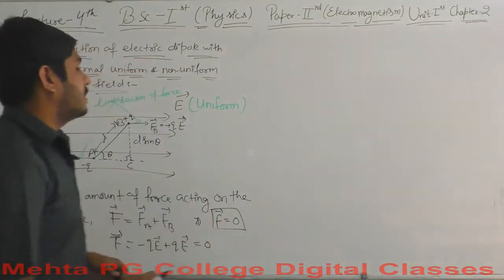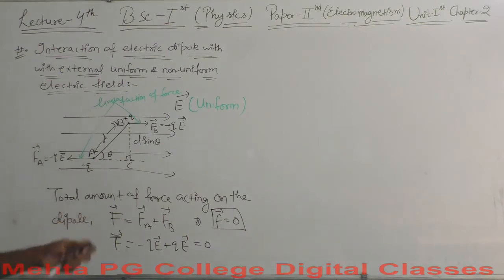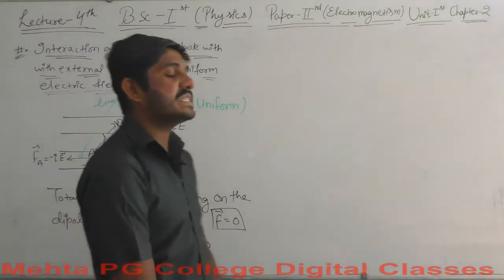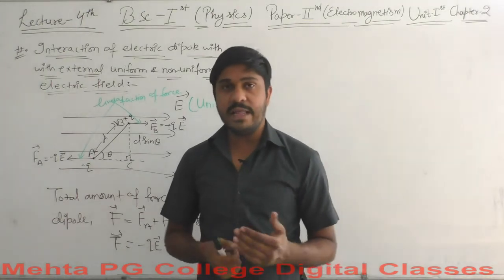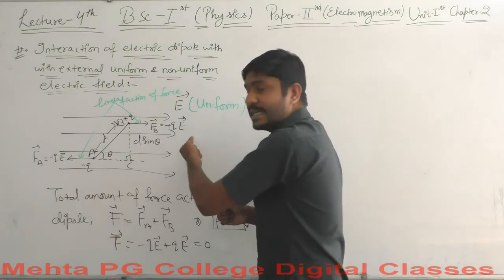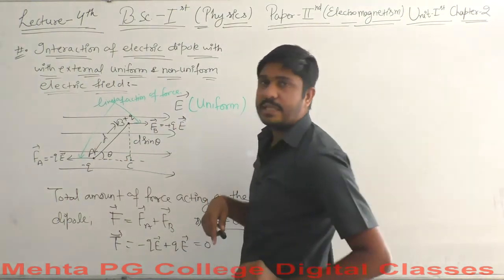This is it. So this is the d sine theta, the perpendicular distance between the lines of action of the force. Let's say another force is acting here, trying to rotate this dipole. One force is acting in this direction, another force is acting in that direction.